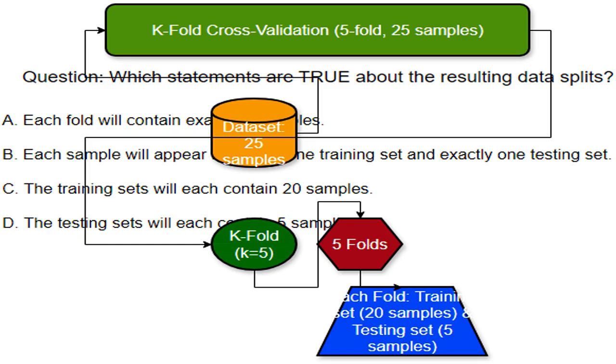Okay, so we're doing a 5-fold cross-validation. This means we'll split our 25 samples into 5 different groups, or folds, for training and testing our model. This is a common technique in machine learning to assess how well a model generalizes to unseen data.